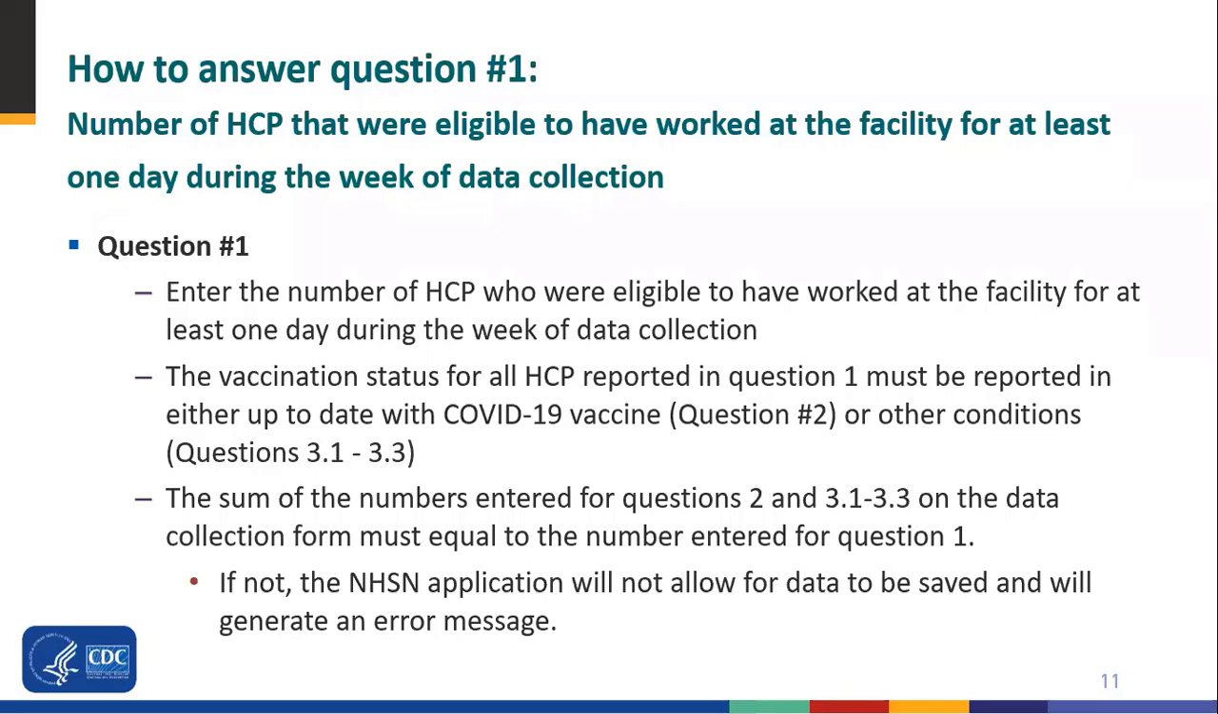Also, the sum of the numbers entered for questions 2 and 3.1 to 3.3 on the form must be equal to the number entered for question 1. If the numbers are not equal, the NHSN application will not allow for the data to be saved and will instead generate an error message.